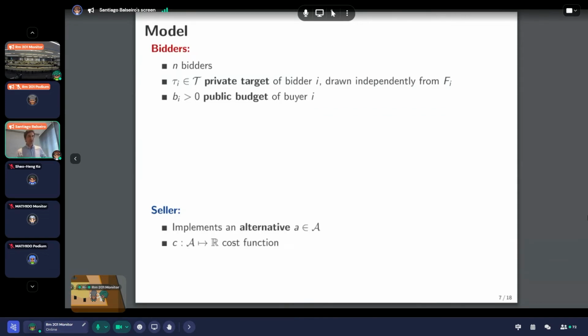Now, the seller is going to implement an alternative. I'm going to explain what an alternative is shortly, but you can think of it as the outcome of an auction or an allocation. It's going to have a cost function that determines the cost of implementing this alternative. The buyers are going to have a public valuation function that maps this alternative to the real line. It tells how much value they get. That's going to be, for example, the total expected number of conversions.